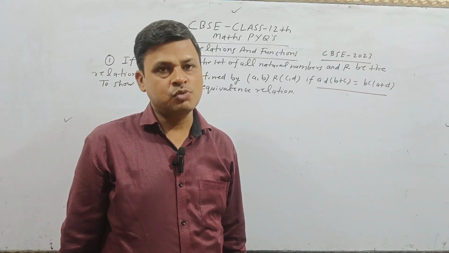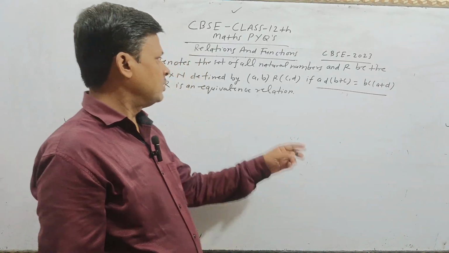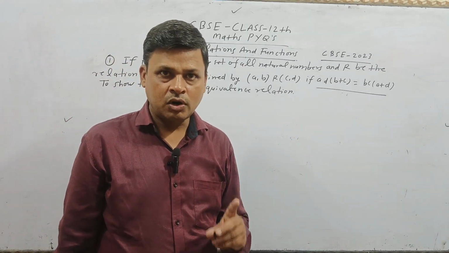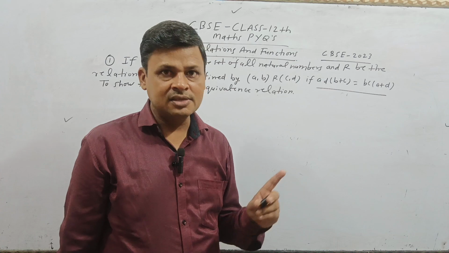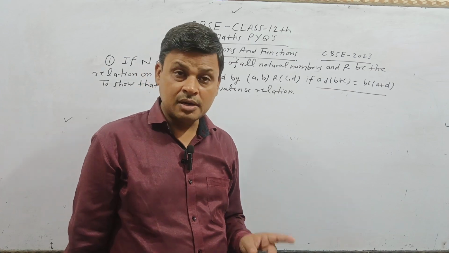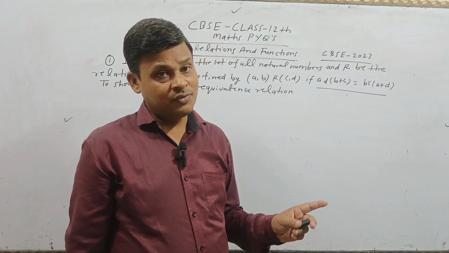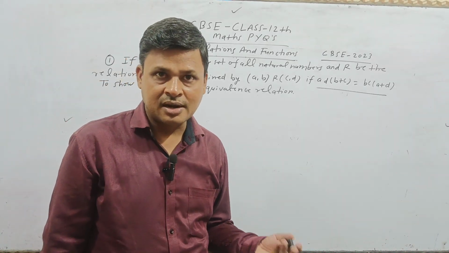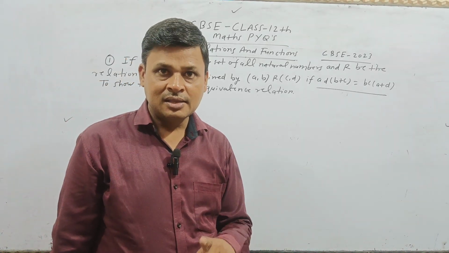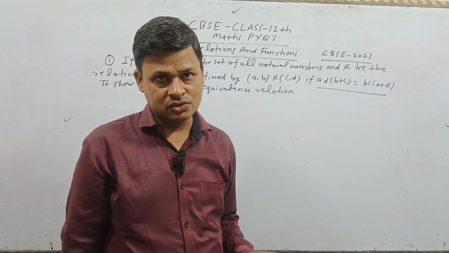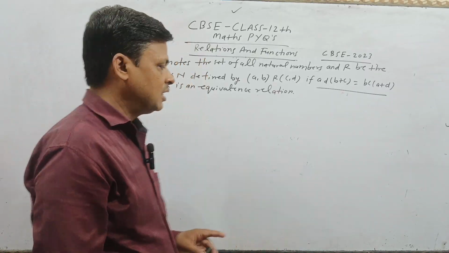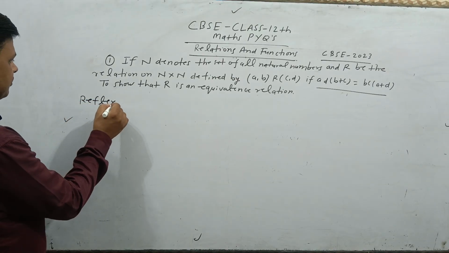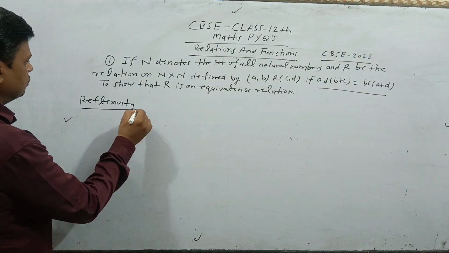So how to tackle this problem? Let us see. We have to prove that this relation is an equivalence relation. For this, what do we have to show? We have to show that this relation is reflexive, symmetric as well as transitive. If we are able to show that the relation is reflexive, symmetric and transitive, then it will be clear that the relation is an equivalence relation. So for reflexivity, we will check firstly whether this relation is reflexive.